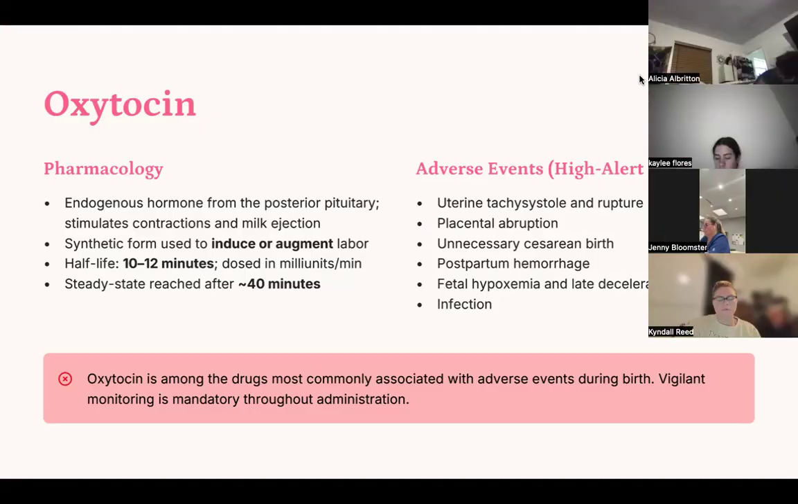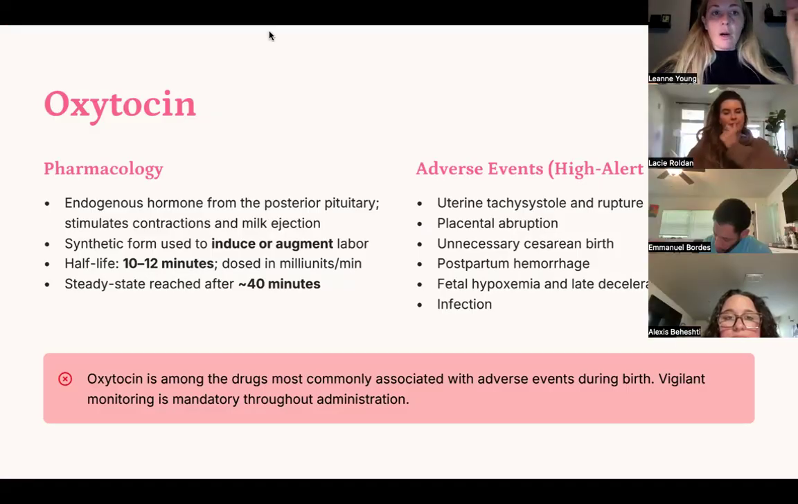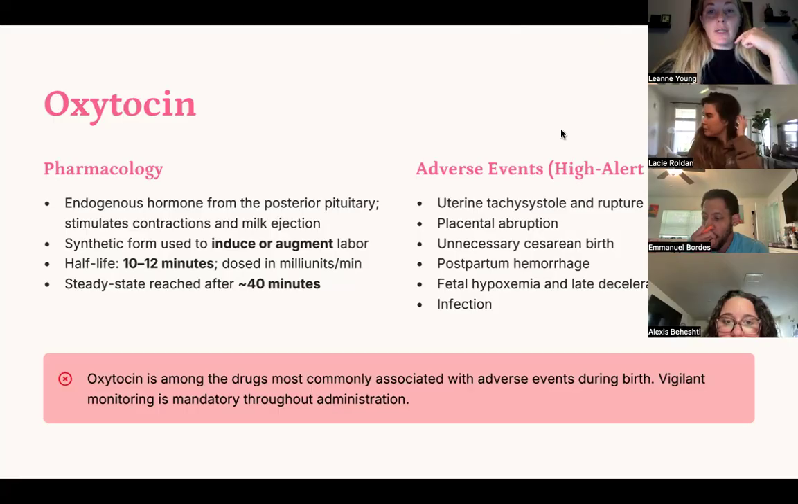Postpartum hemorrhage is also common following oxytocin use because oxytocin is causing uterine contractions. If you are on prolonged use of Pitocin, that increases your risk of hemorrhage, because your uterus is not going to contract very effectively on its own. We're going to need to give even more of this medication, and it can cause uterine dystocia or problems with postpartum hemorrhage. So, like I mentioned, fetal hypoxemia and late decelerations, and this is because of uterine tachysystole.